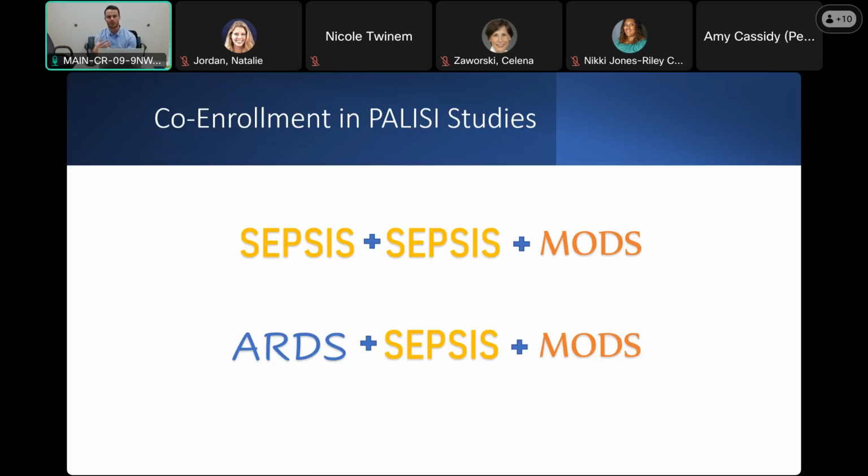Being a network under PALISI, a lot of our studies are based around sepsis, MODS, ARDS, and so a lot of our studies will overlap with the patient population that we are screening for and identifying eligible patients. Because of this, it has become a topic of growing interest how to approach these situations where we're doing multi-study consents and co-enrolling in different areas.